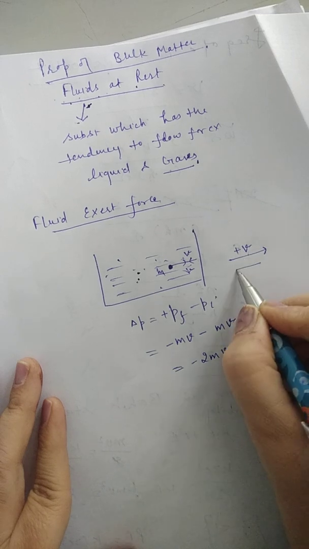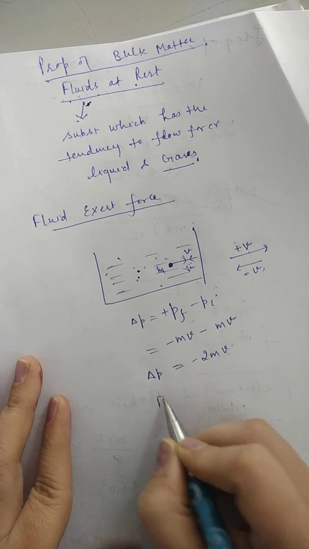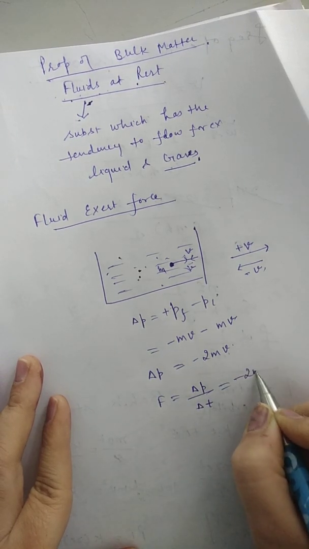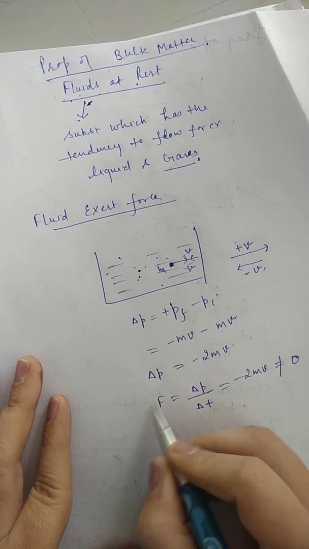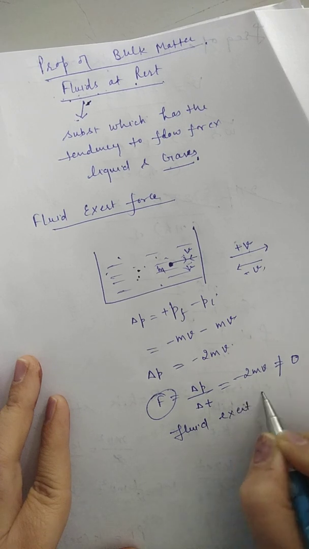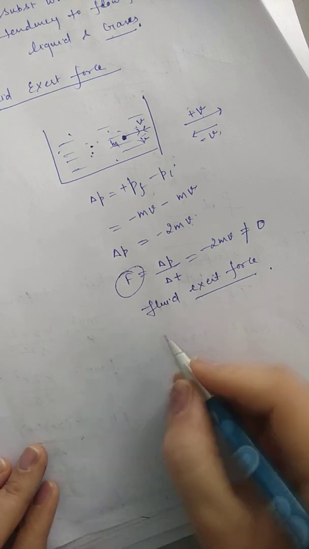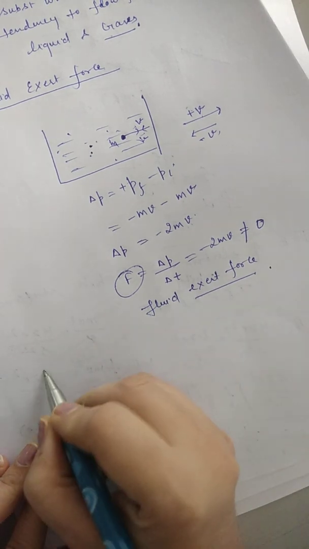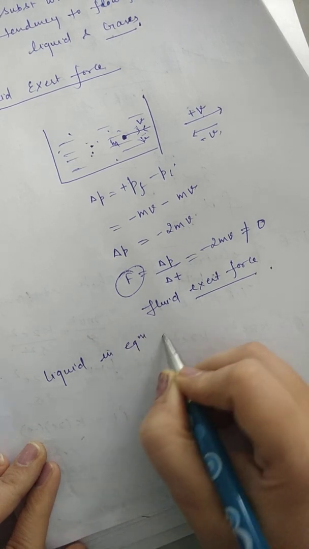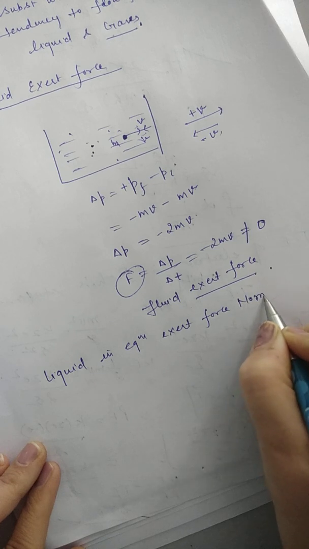This is plus v and this is minus v, the final velocity. So here you can say that force is equal to delta p upon delta t, and it is minus 2mv. It is not equal to 0. This means the fluid exerts force. Fluid can exert force. Now after this we have liquid in equilibrium exerts force normal to the surface.